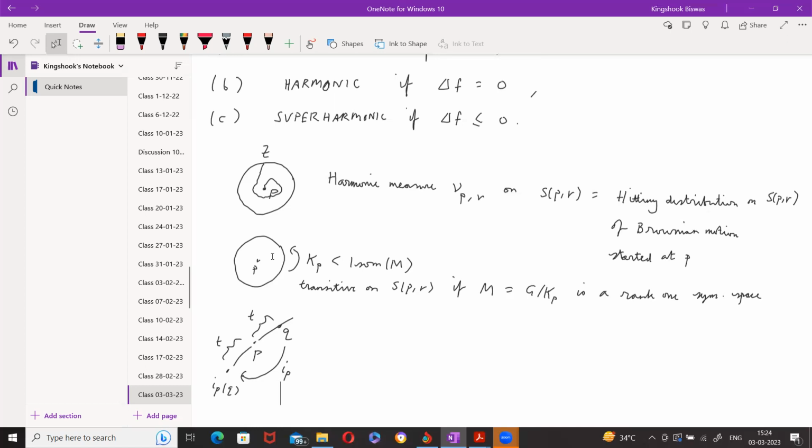So for a rank 1 symmetric space, once I normalize the Riemannian measure on the sphere to be a probability measure, it equals the Haar measure on the sphere, which equals the harmonic measure on the sphere. So these three are equal.